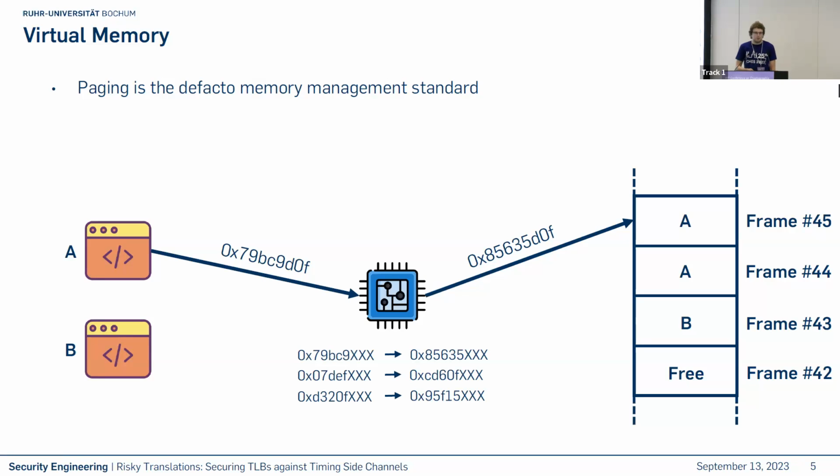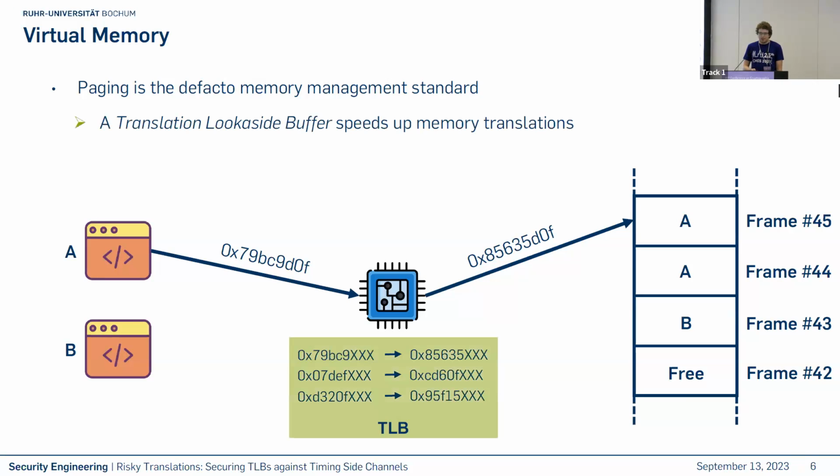However, if we have to look into this page table all the time, that will of course be very slow because we have to do memory accesses and so on and so forth. That's why all MMUs usually have a translation lookaside buffer, or TLB for short. This is just a cache which keeps the most recently used translations close to the MMU, so we get it faster.